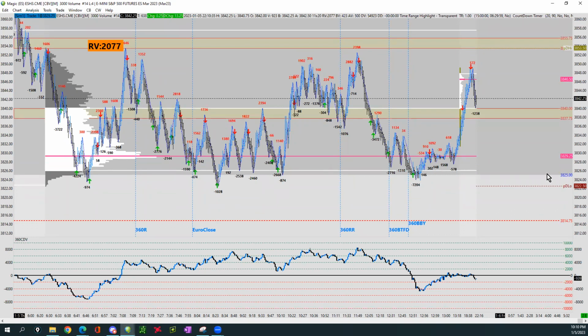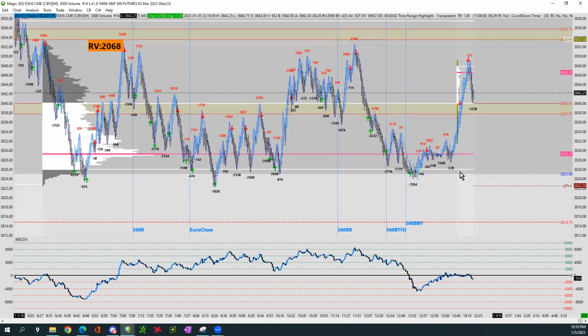Today I want to review something really quick on the footprint during the ES session this morning. It happened around 12:45 p.m. today, almost at the end of the RTS session in ES.